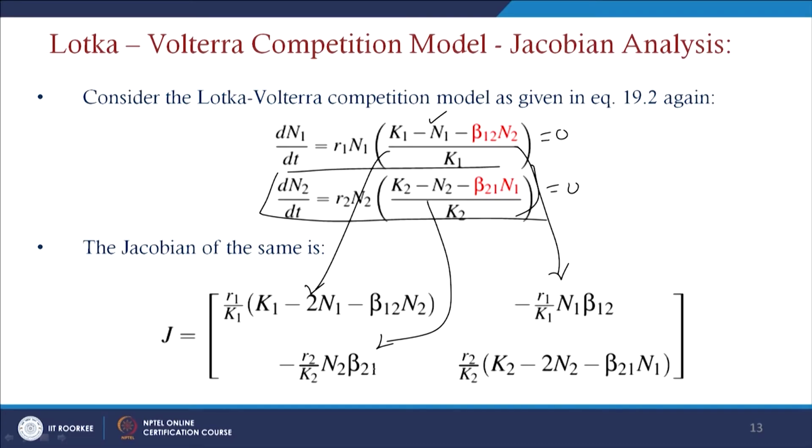So, similarly, after differentiation with respect to n2, we will have r2 by k2 (k2 minus 2 n2 minus beta 2 1 n1) here. This is nothing but the differentiation d by dn1 for the first function. If I write this as f(n1, n2) and this as g(n1, n2), then we are differentiating f here, this is d by dn2 of f, this is d by dn1 of g, and this is d by dn2 of g here.